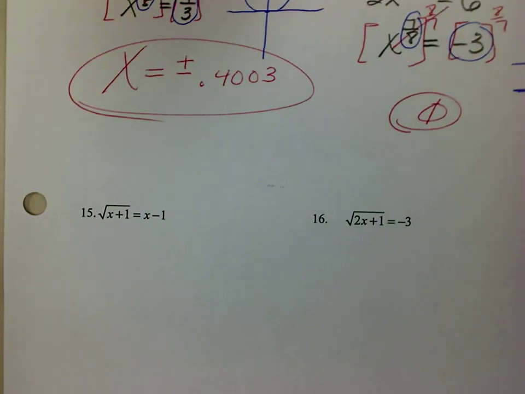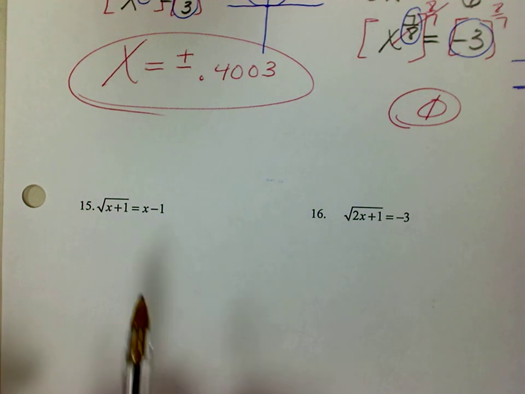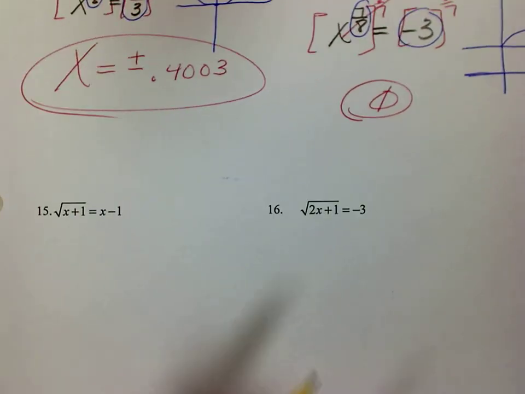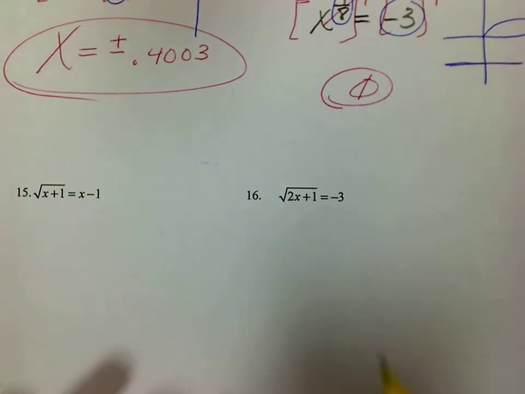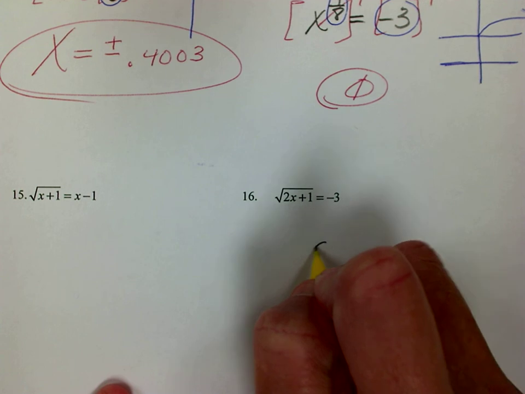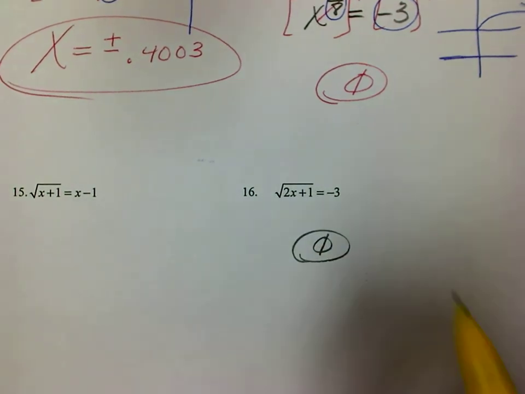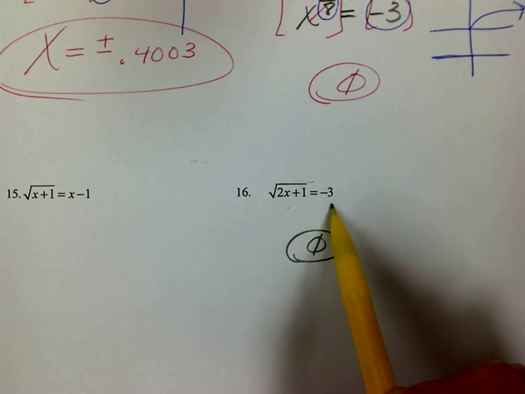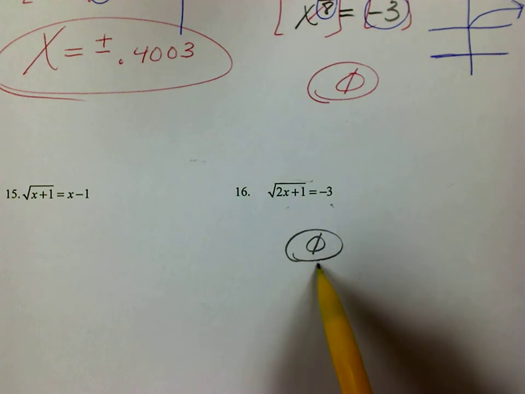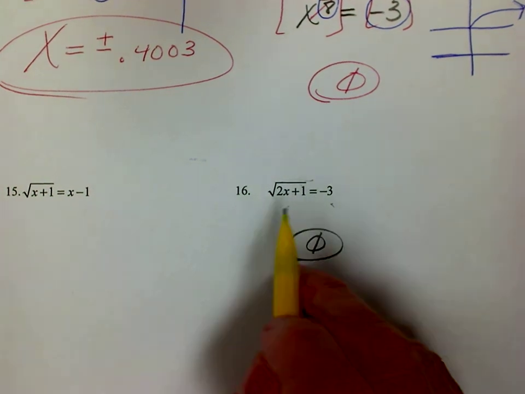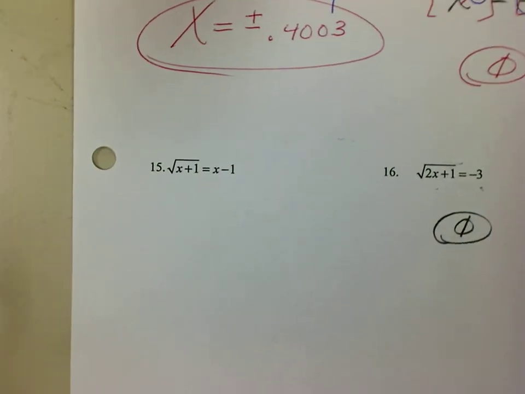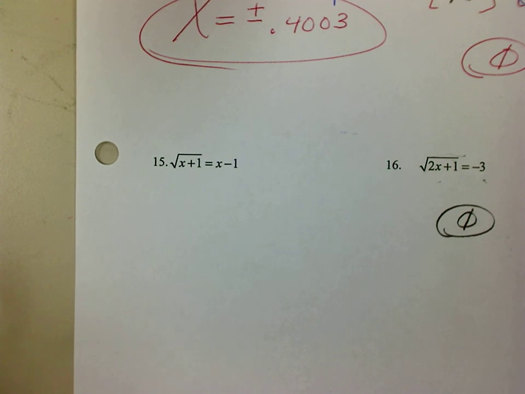Okay, the last two, they are different from the rest, but they are similar to each other. So I'm going to actually do both of them. I'm going to look at 16 first because I recognize something. I can automatically say that this is no solution. And the reason I know that is because if I take the square root of any number, I can't get a negative number back. So my answer is no solution on that one. So the square root of some number is never negative, so no solution. That one was easy.